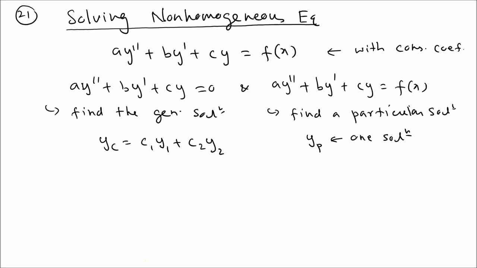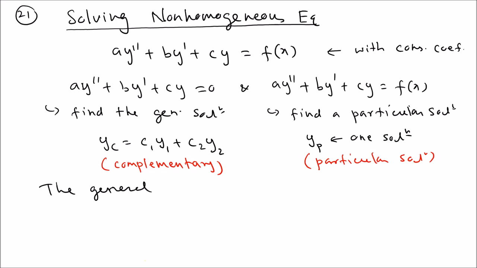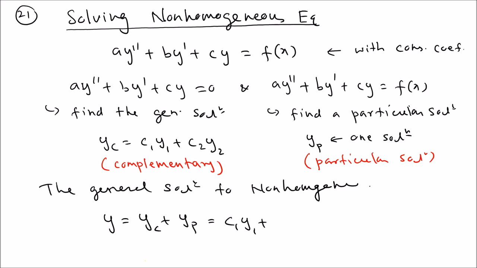Now, after we know the particular solution, this is what we call the complementary solution, and this is the particular solution. And then we can have the general solution. The general solution to the non-homogeneous equation is given by y equal, we just add the two, y_c plus y_p. So you're going to get c1 y1 plus c2 y2 plus that one solution that we found. So this is what we do. We just need one solution and we add that to the general solution.